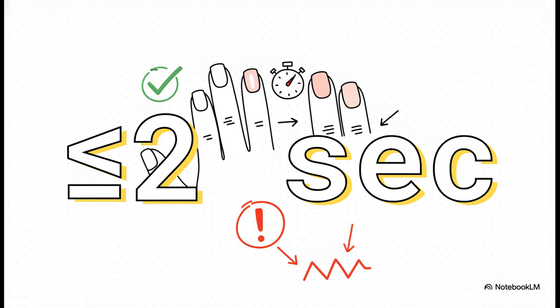You just press on the nail bed until it blanches white, release it, and count how long it takes for that pink color to return. If it's 2 seconds or less, peripheral perfusion is looking great. But if it takes longer than that, that is a vital clinical red flag for poor circulation or dehydration.